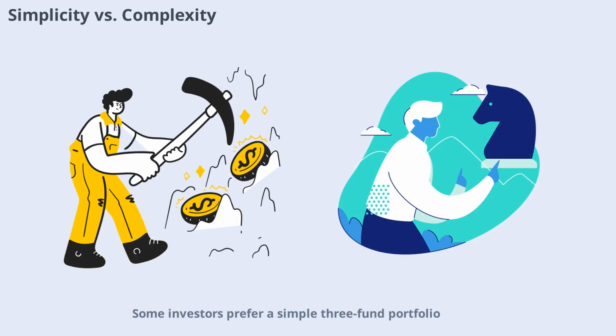Some investors prefer a simple three-fund portfolio, while others opt for more complex allocations with multiple asset classes. Both approaches can work, but simplicity often makes rebalancing and management easier, especially if you have limited investment options. Choose the strategy that fits your personality, goals, and willingness to manage complexity. Remember, the best plan is one you can stick with for the long term.